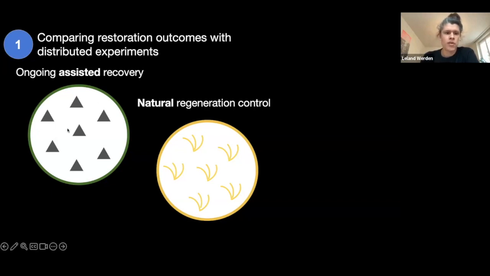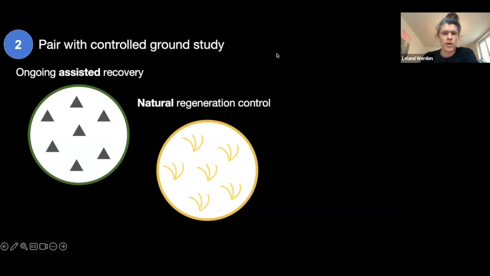But a lot of organizations focus more on this assisted recovery side of things because it's easier to visualize and understand that it works. So we're working with organizations to also compare just natural recovery to their assisted recovery plots. So they install just a control plot where they allow things to recover on its own. And then we help them do comparisons between the two so that they can understand what areas they maybe need to do some planting of trees, that they need to do some direct seeding, or what areas can they just let the ecosystem recover on its own.